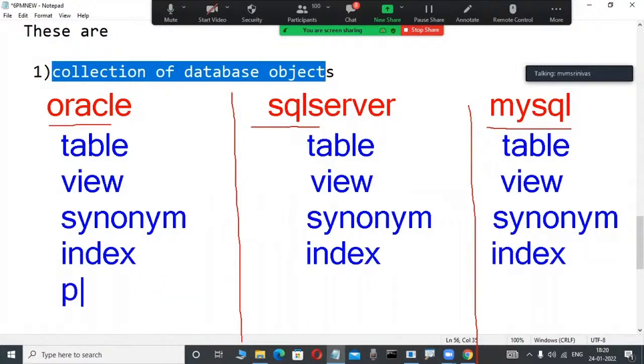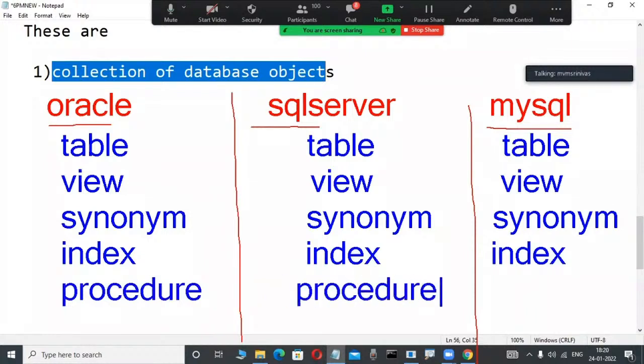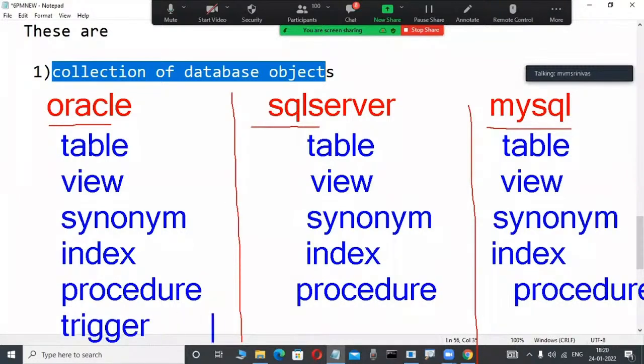Here a procedure is there, and here also a procedure is available. A trigger is also a database object, and here also a trigger is there. That's why relational data model products contain the three components. The first component is the collection of objects: tables, views, procedures, functions, triggers, packages, and many more.